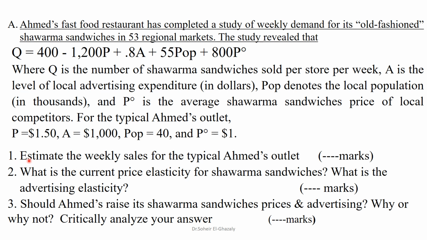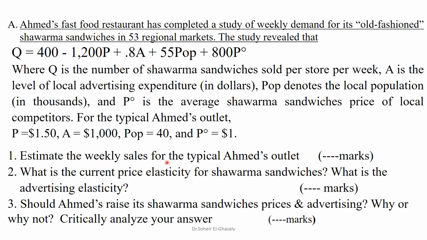The first requirement here: estimate the weekly sales for the typical Ahmad's outlet. See, this is how it looks. You have to answer A, 1, 2, 3. For 1 you have your grades, for 2 you have your marks, for number 3 you have your marks here, okay? So you have to be careful about how you answer your questions, and be organized. If you want to have an A or A+, you have to be clear about your answer.